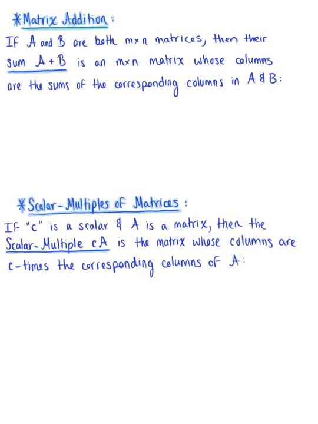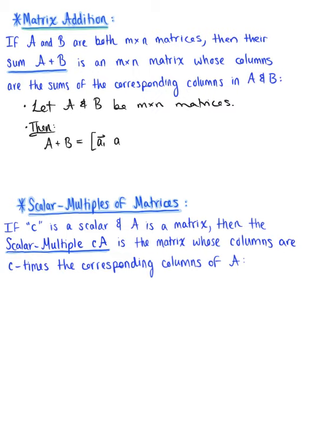Let's explore. To begin, let A and B be m by n matrices, by definition. So then what? Then we have matrix A plus matrix B. And let's think about these individual matrices on their own first. So you have matrix A. Matrix A has column vectors A sub 1, column vector A sub 2, all the way up to column vector A sub n.